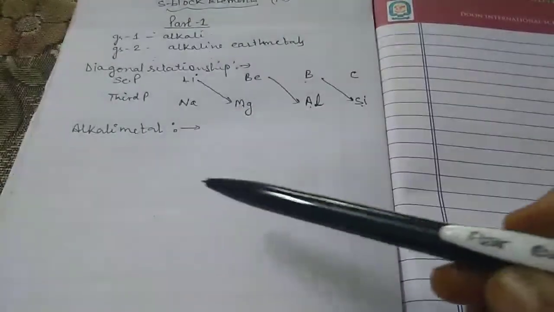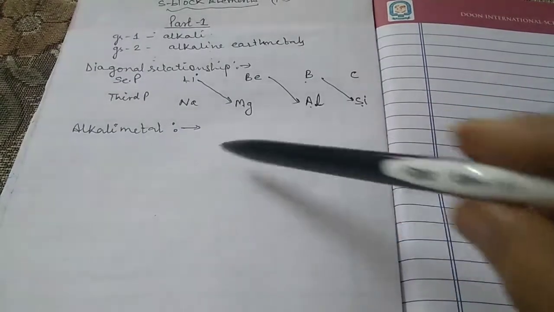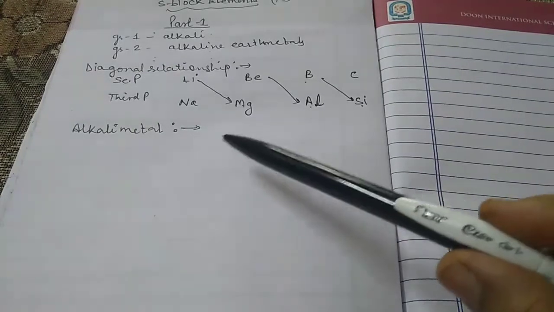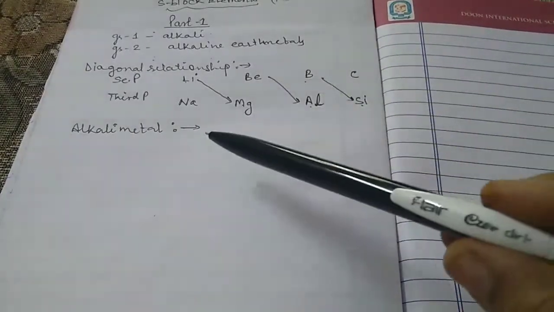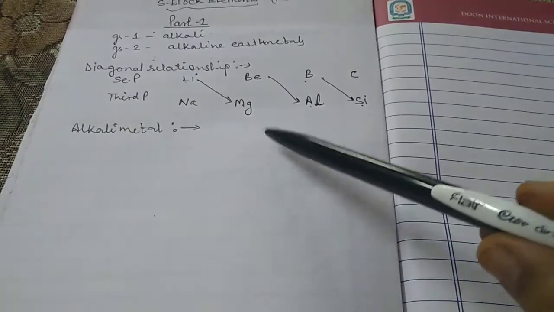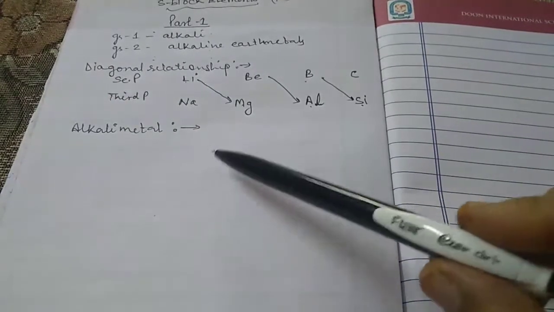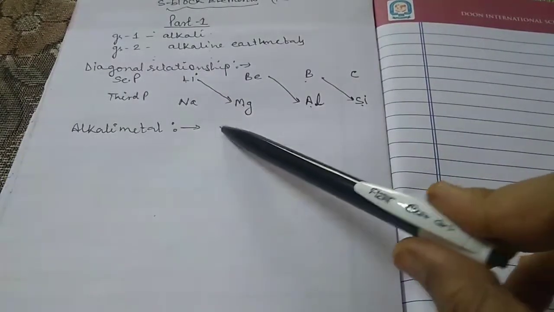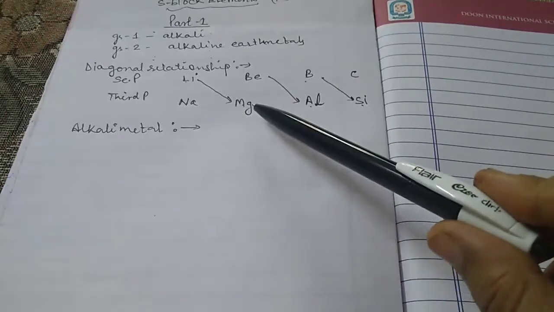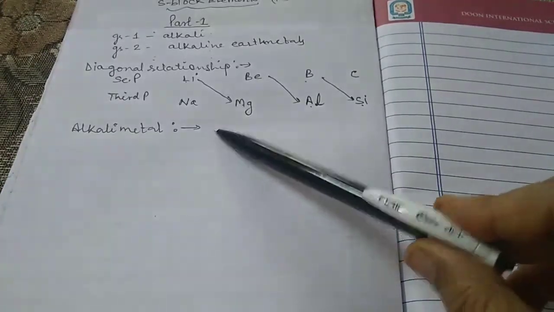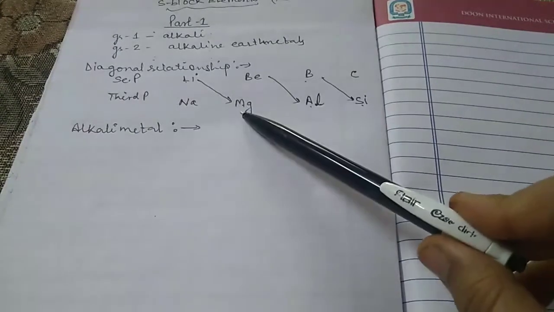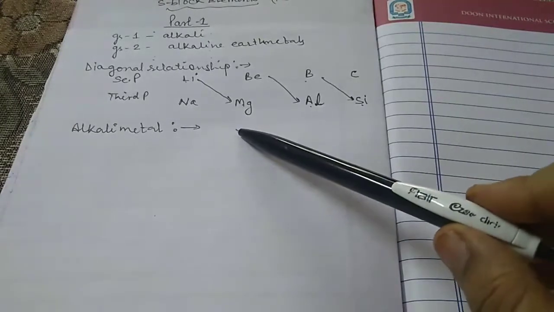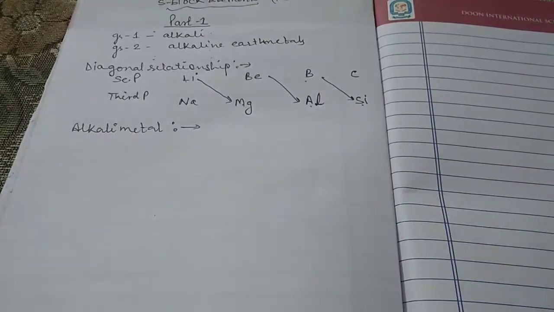Now let us start with the topic alkali metal. In this topic we will discuss the general properties of the alkali metals. The elements present in group 1 of the periodic table are known as the alkali metals. This group constitutes 6 elements: lithium, sodium, potassium, rubidium, cesium and francium. They are called alkali metals because they readily dissolve in water.